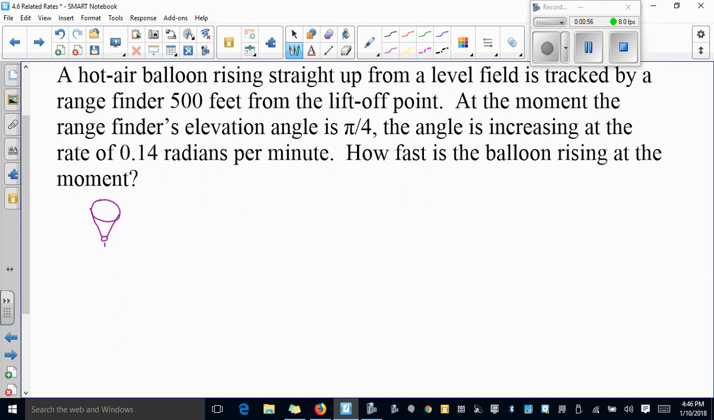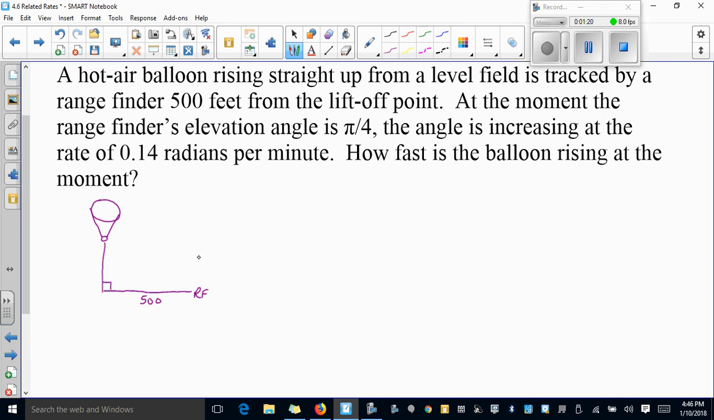But the reason this one is trig and not Pythagorean is because we don't have a side here, but they do give us an angle of elevation. So the rangefinder's angle of elevation to the balloon here is pi/4. Now, one thing we do have is this is a SOHCAHTOA thing. So you do have at least that SOHCAHTOA idea.